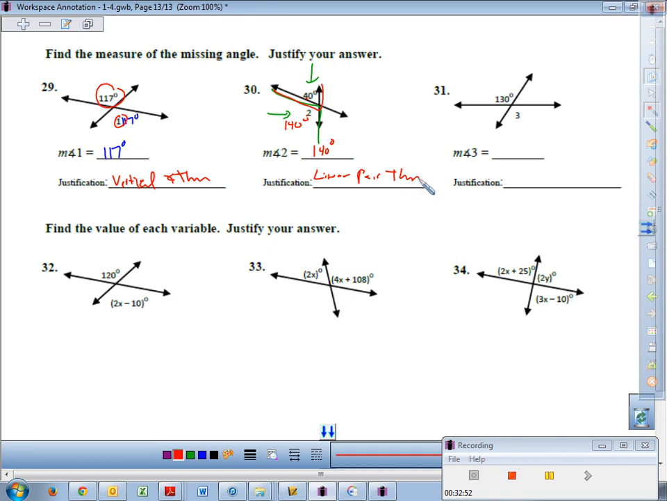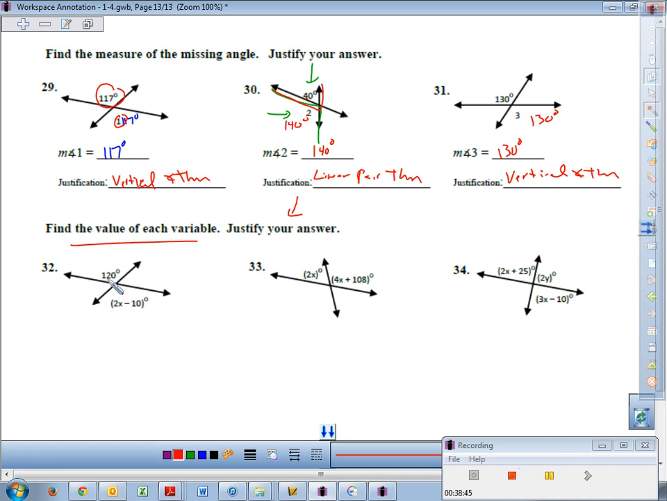Last one's all you, pal, 31. Get her done. Pretty simple concept right there. Now, can you take the idea and learn to deal with it? Find the value of each variable and justify your answer. You see them instructions? It says justify your answer also.